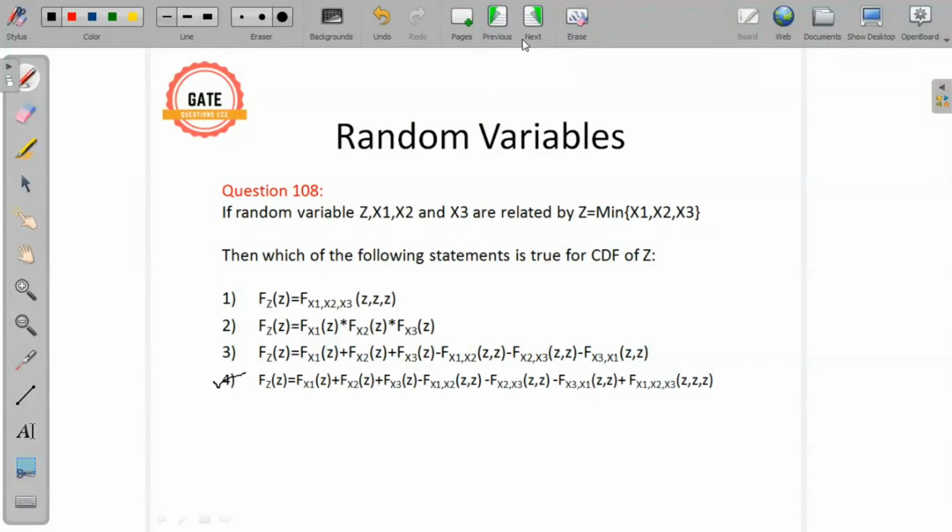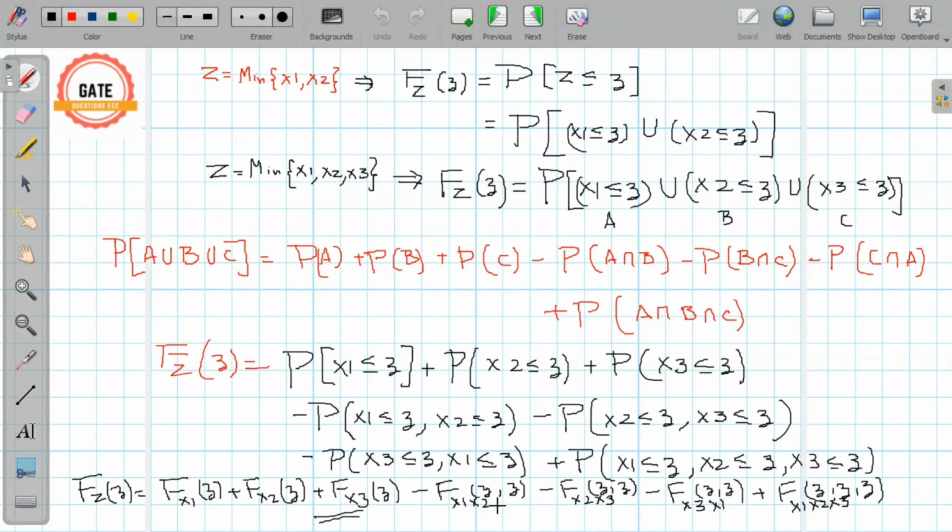Similarly, you can generalize this result for more than 3 random variables. So I hope you have learned how to handle such questions when the random variables are large in number, for the minimum function.